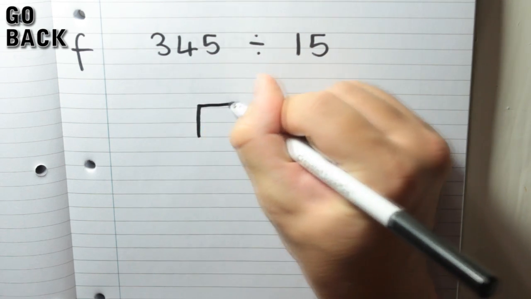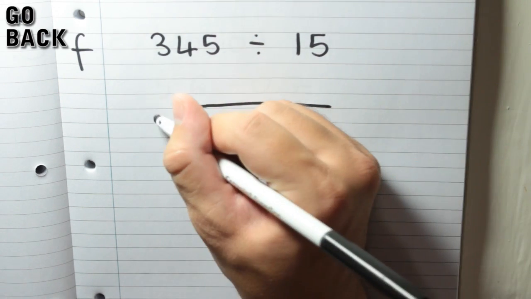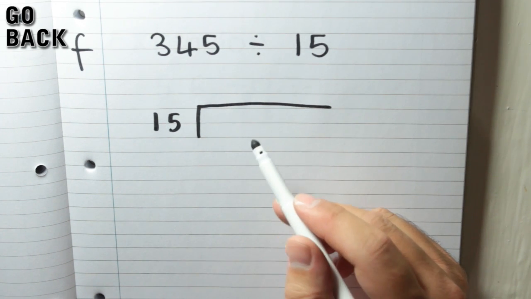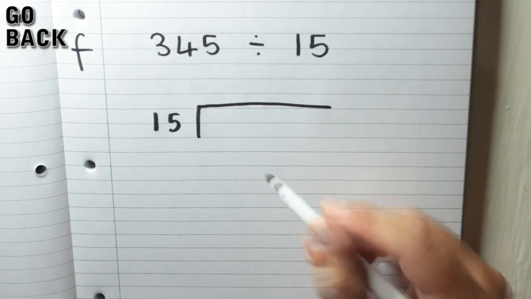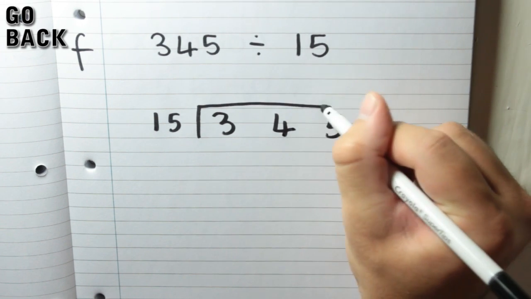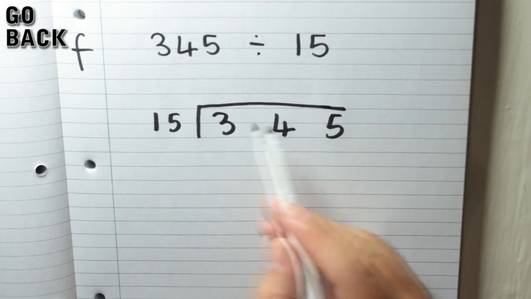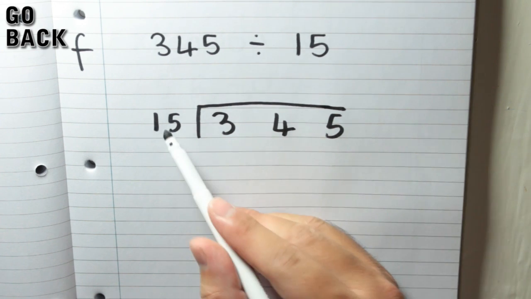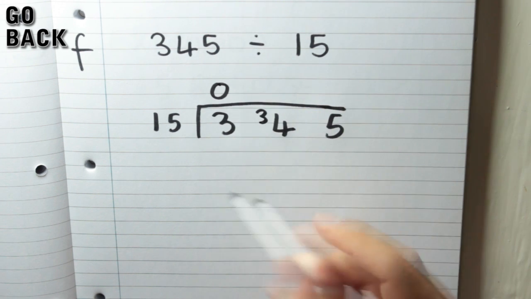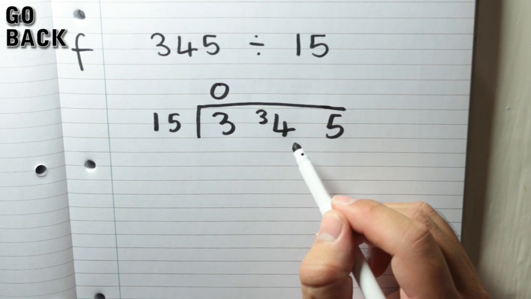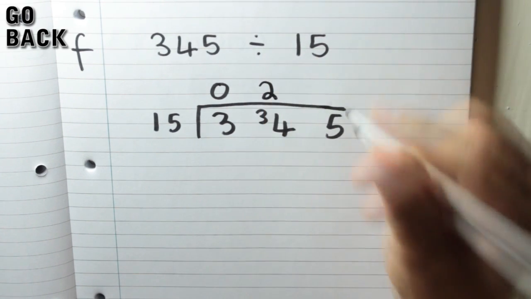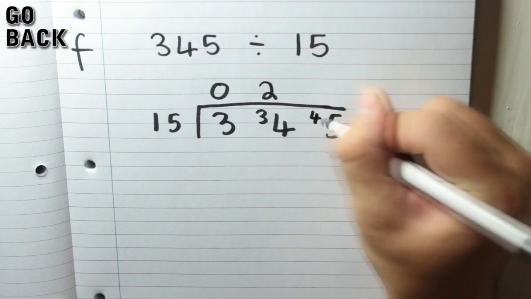So, make the bus stop, 15 at the front. Now sometimes when you use this method you end up with large remainders with 2 digits or more, so what I'm going to do is space out the number like that, so we've got plenty of room for any carrying. So how many 15s go into 3? None. Carry the 3. How many 15s go into 34? 2, because 2 times 15 is 30, so 2. And there's 4 left over, which will go there.